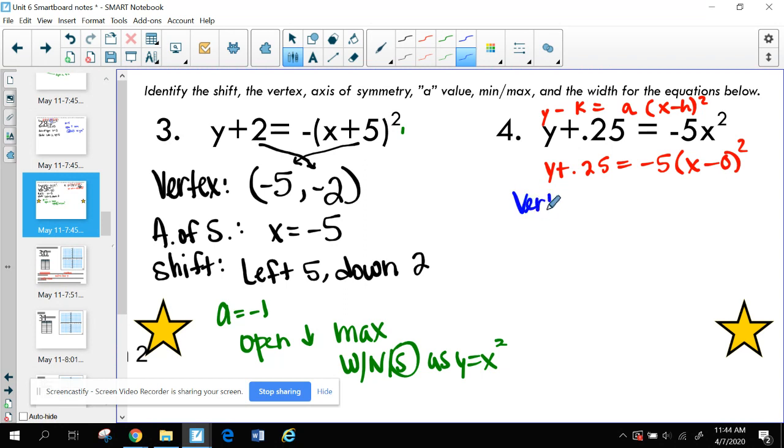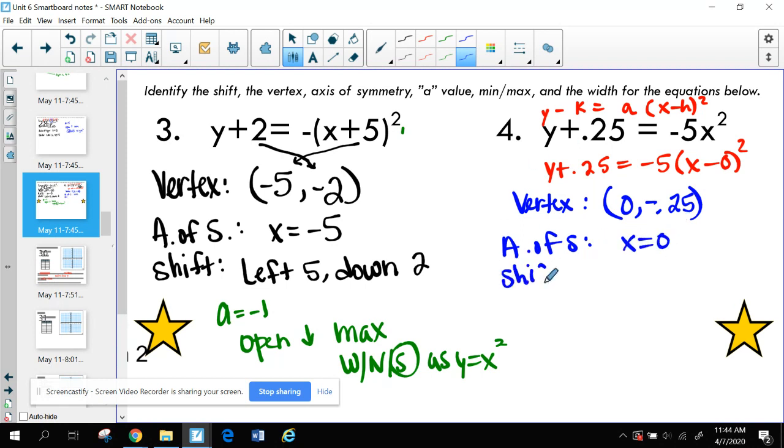So now our vertex, now that I rewrote it, this would be at (0, -0.25), which means my axis of symmetry is going to be at 0. And for the shift, I would just say it went down 0.25 units. Okay, it didn't go left or right because we kept that as 0.